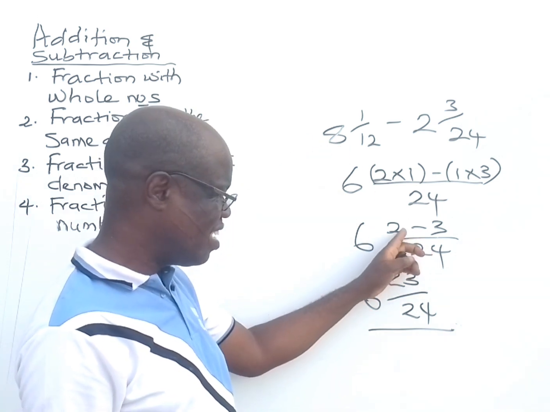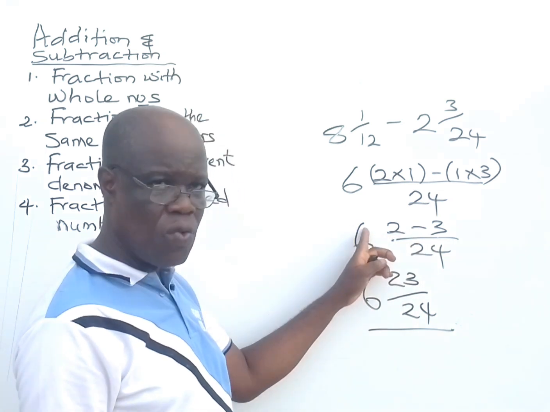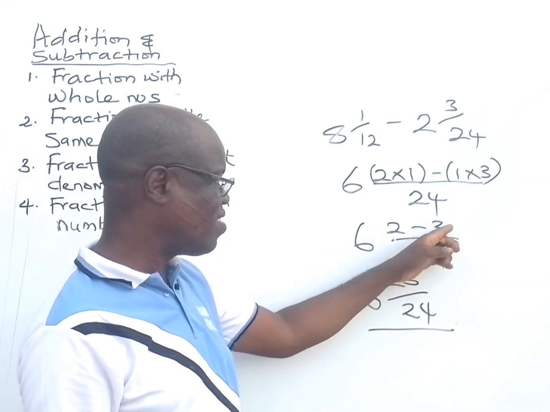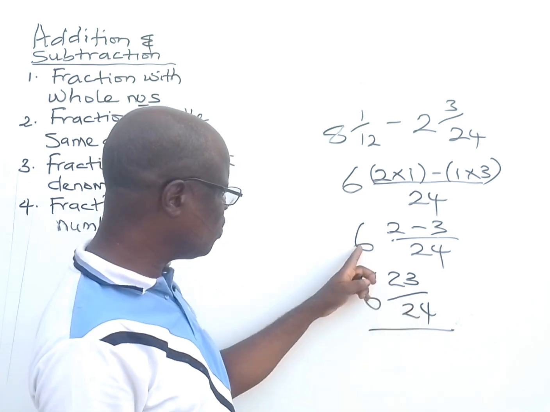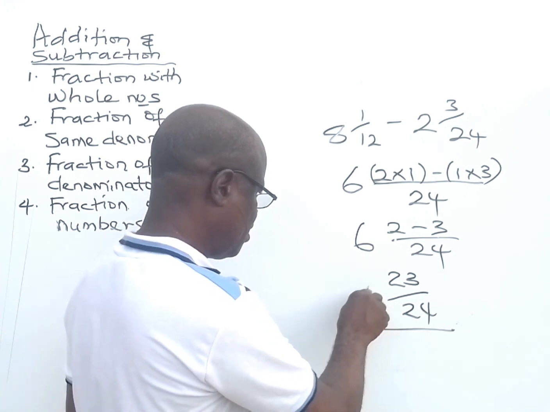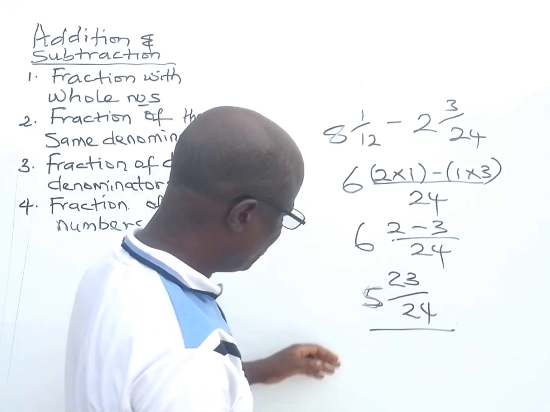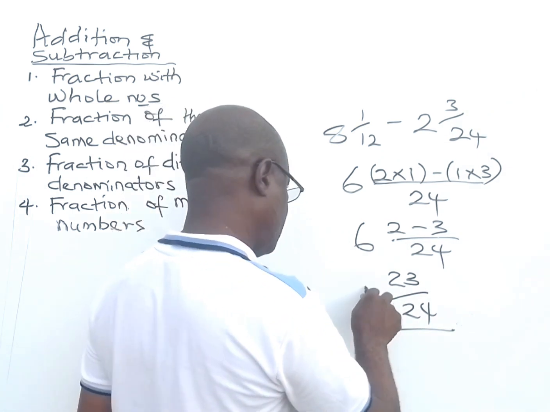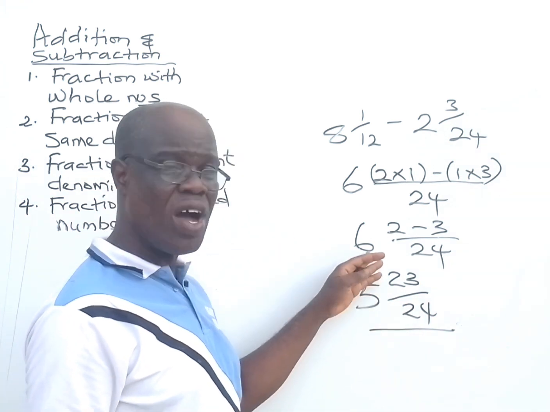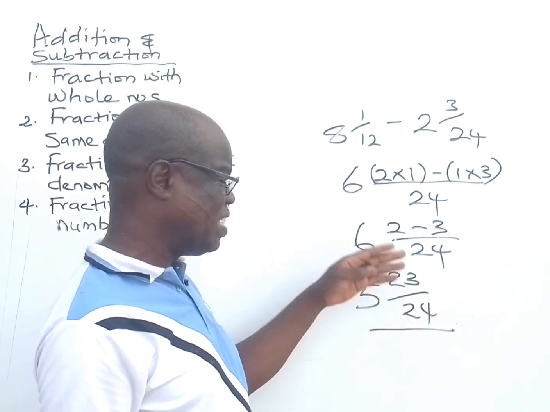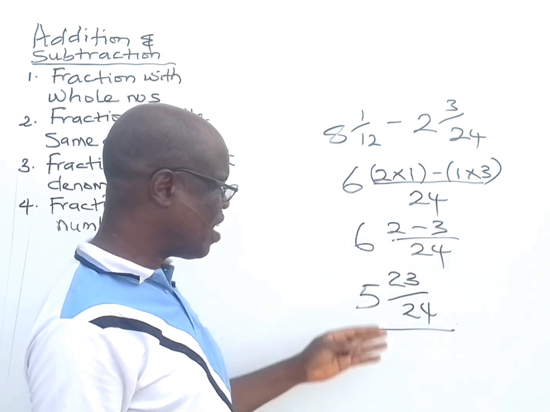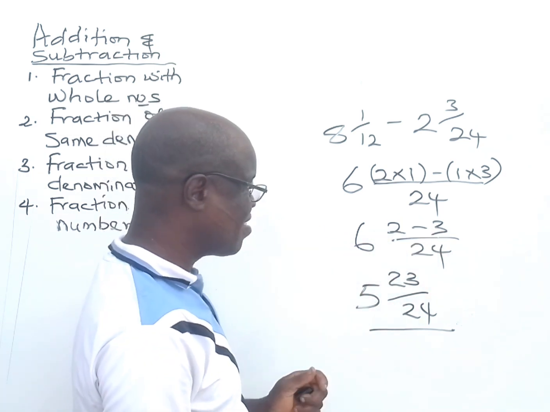So once you get a negative answer here, just take away 1 from here, and that 1 is 24. Add 24 to 2, making 26. From 26, take away 3, 23 over 24. But don't forget that you have taken away 1 from 6, so this remains 5. So this is 5 and 23 over 24. It is 5 because you have taken away 1 from here, and that 1 is 24, the LCM, which you add to these 2 before you remove these 3. That is how to do this.